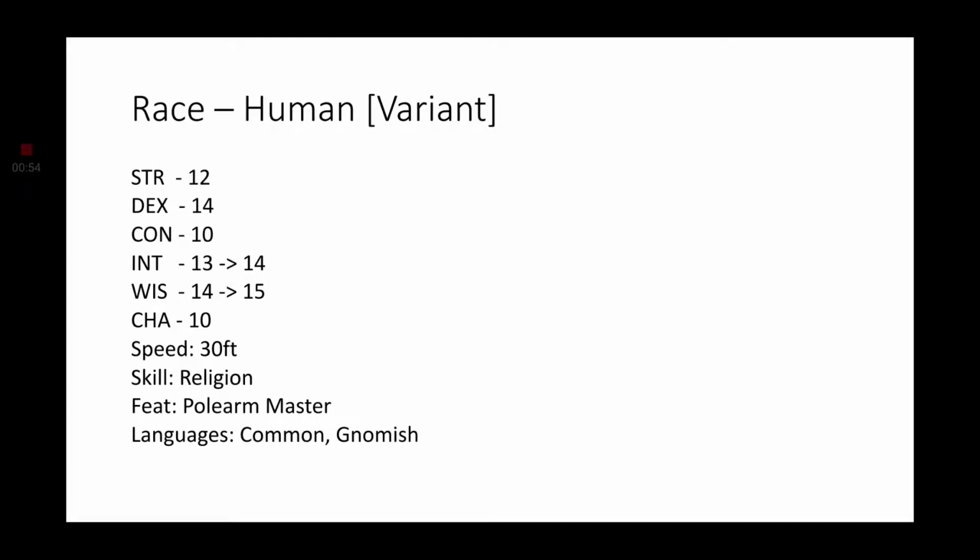For race, it clearly states that Sefris is a human, so we're going to go ahead and grab the human race. Variants more specifically. We're going to increase our Intelligence by 1 and our Wisdom by 1. Speed will be 30 feet. For our skill, grab Religion. For the feat, grab Polearm Master. And for languages, Common and Gnomish.